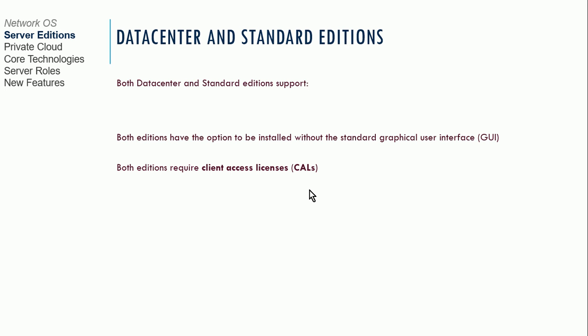So both editions, Data Center and Standard, support up to 4 terabytes of RAM. That's quite a bit of RAM, 4 terabytes. That's more hard drive space than most people have. Up to 64 physical processors, so that's quite a bit of processors, and server clusters with up to 64 nodes per cluster.